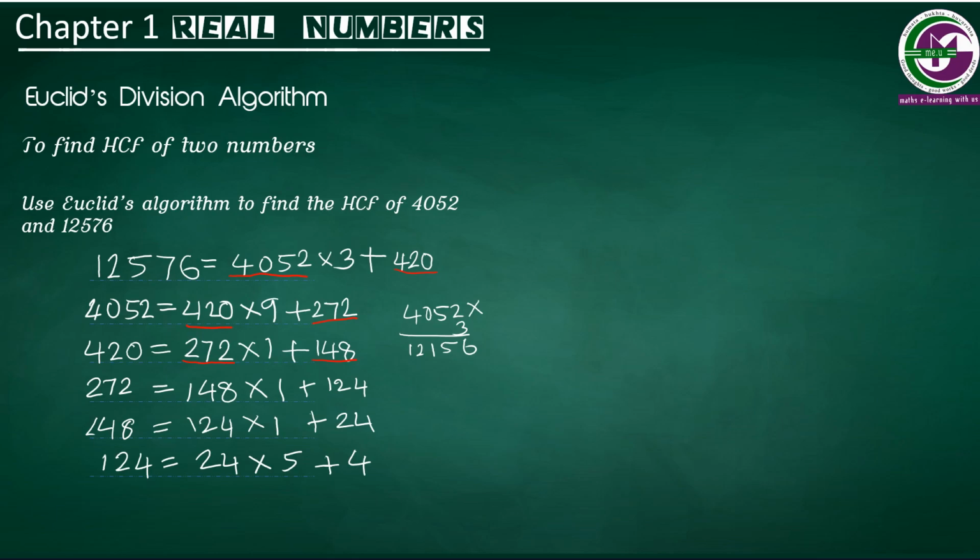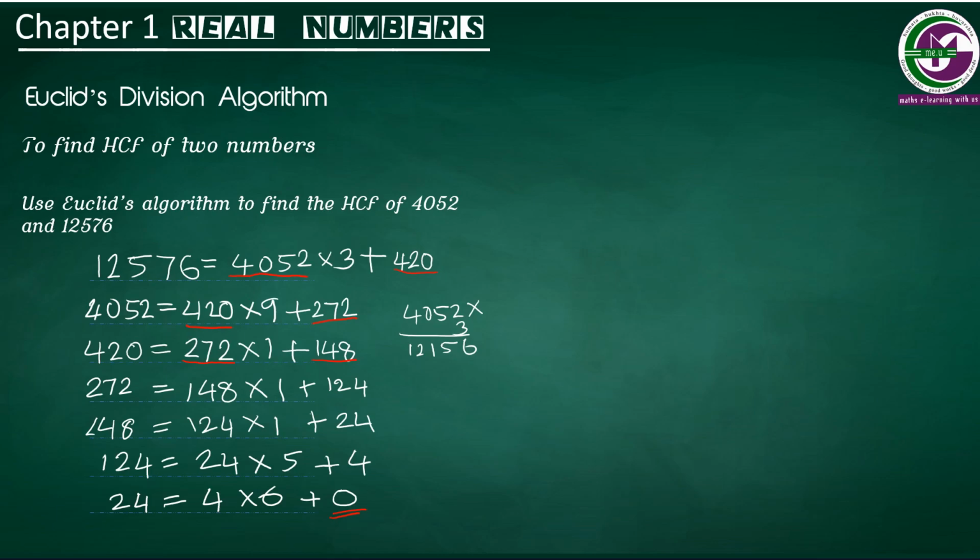Again we check, is the remainder 0? No, the remainder is not 0. So we'll proceed with the same step. We'll take 24 as the new dividend. 24 equals, the remainder as the new divisor, that is 4 times, we know 4 times 6 is 24. That means it will leave a remainder 0. Now we'll check, is the remainder 0? Yes, the remainder is 0. Then we'll stop.